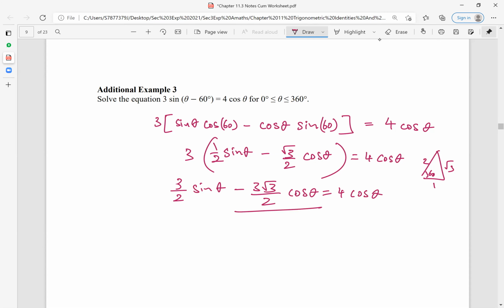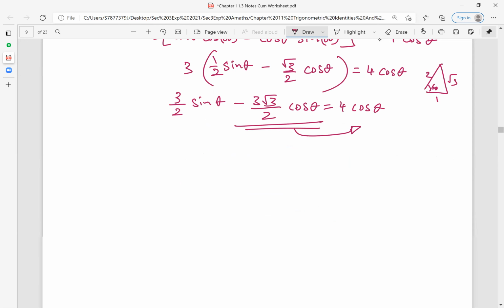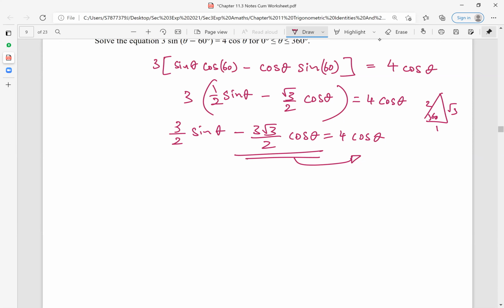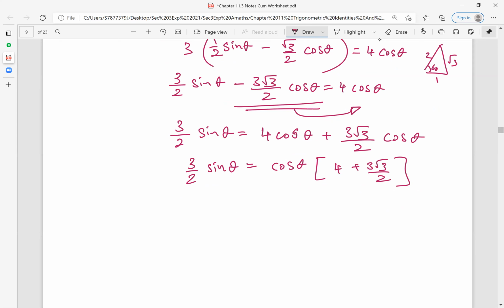Then I shall move this over here. So I'll get this as 3 sine theta equal to 4 cosine theta plus 3 square root 3 over 2 cosine theta. Factorize the cosine theta out. So you get 4 plus 3 square root 3 over 2, and you have 3 over 2 sine theta. Okay, try to simplify this if you can.